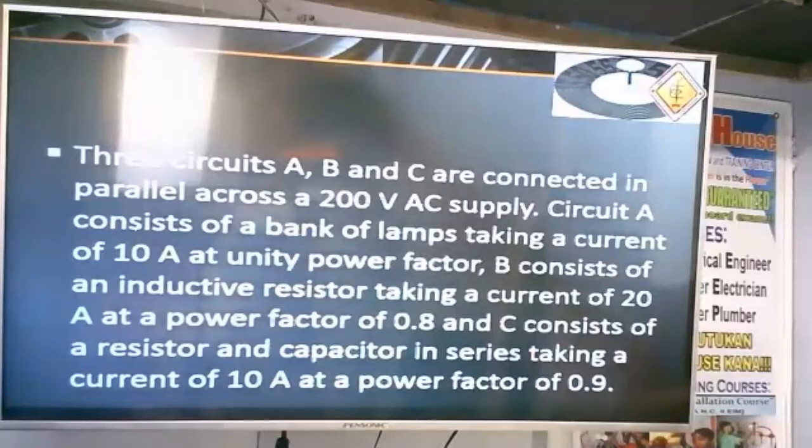Okay? B consists of an inductive resistor taking a current of 20 amperes. Inductive resistor, meaning that is our RL, no? That is RL.